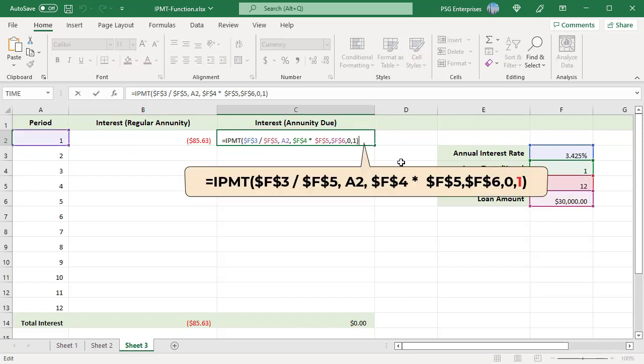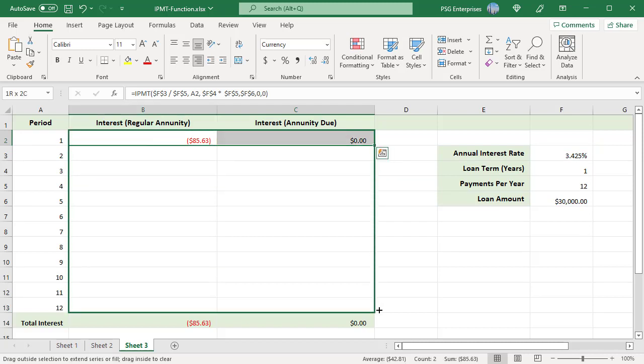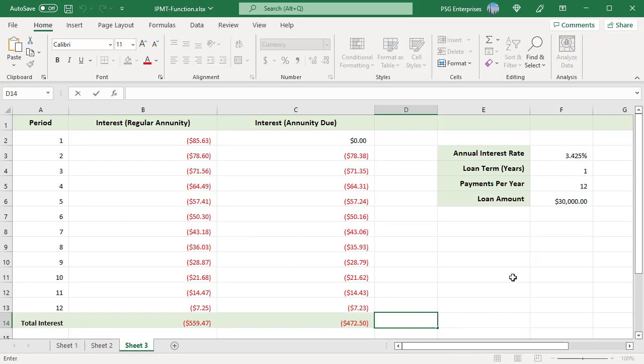Use this formula for annuity due where payments are due at the beginning of the period. Pass 1 for type. Interest is 0 for the first period. Copy the formulas down to calculate the interest for other periods. Interest paid each period is a little lower when the payment is paid at the beginning of the period.